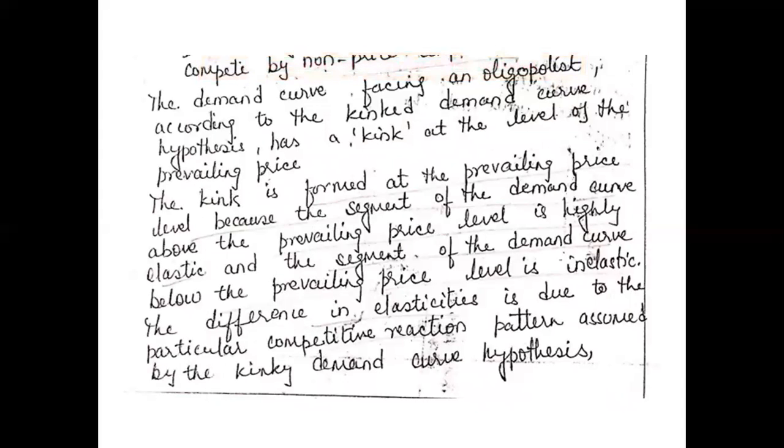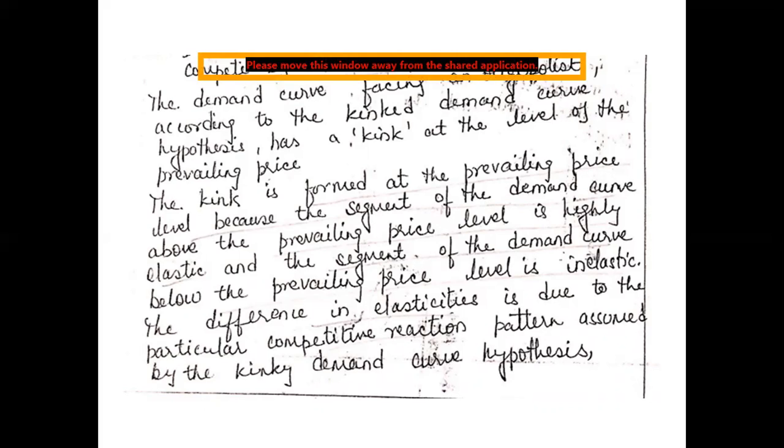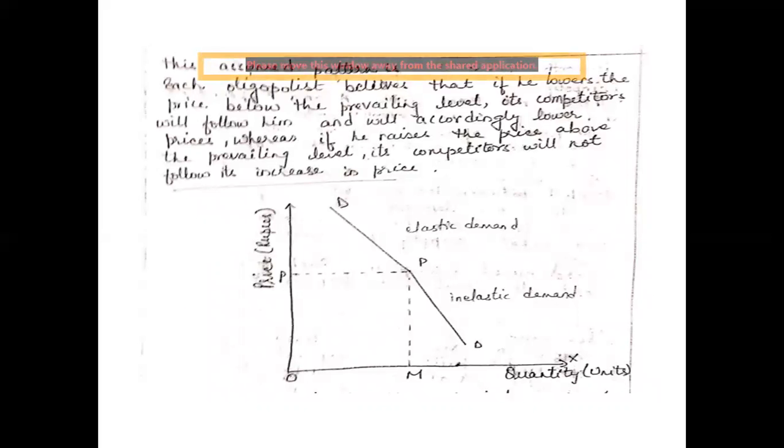So the demand curve facing an oligopolist, according to the kinked demand curve hypothesis, has a kink at the level of the prevailing price. The kink is formed at the prevailing price level because the segment of the demand curve above the prevailing price is highly elastic, and the segment below the prevailing price is inelastic. The difference in elasticities is due to the particular competitive reaction pattern assumed by the kinked demand curve hypothesis. Each oligopolist believes that if he lowers the price below the prevailing level, its competitors will follow and lower their prices accordingly, whereas if he raises the price above the prevailing price, its competitors will not follow the increase. So here we can see the kinked demand curve.